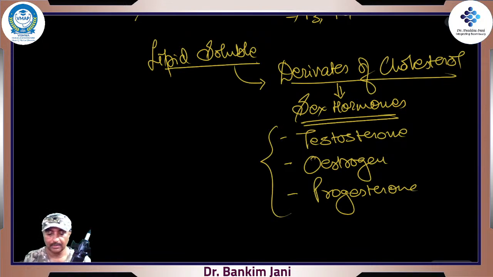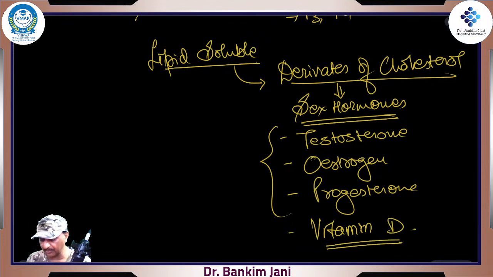They are all lipid soluble. Another important one is vitamin D. If the vitamin D is at a good level in the body, it will definitely be picked up by the cells. But if the vitamin D level itself is low, nothing can be done. The same thing is true even for these hormones.